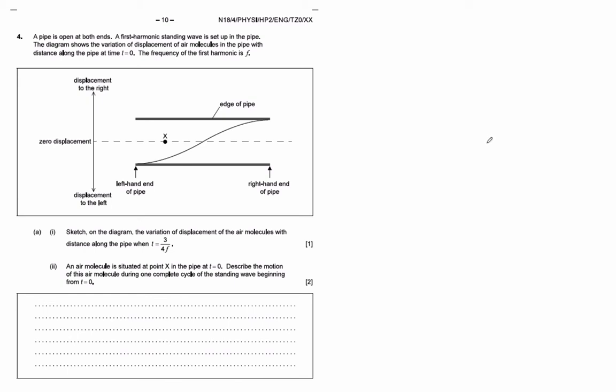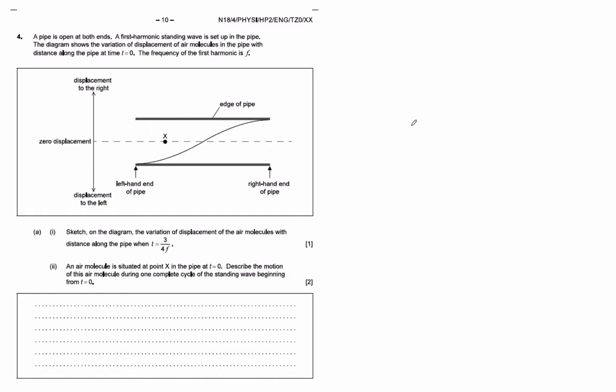Okay, a pipe is open at both ends. A first harmonic standing wave is set up in the pipe. The diagram shows the variation of displacement with distance in the pipe at t equals 0. The frequency of the first harmonic is f. All right, good enough. Good to know.